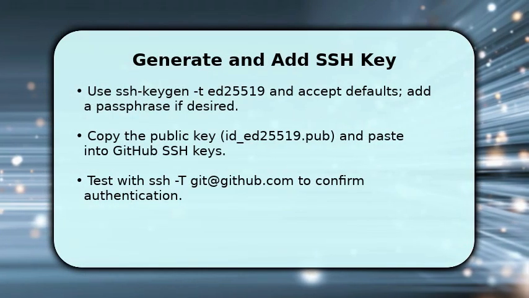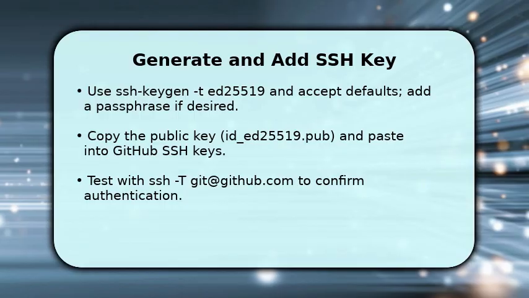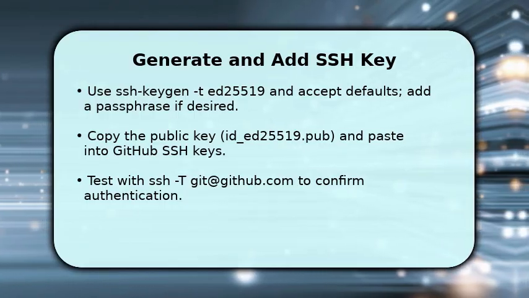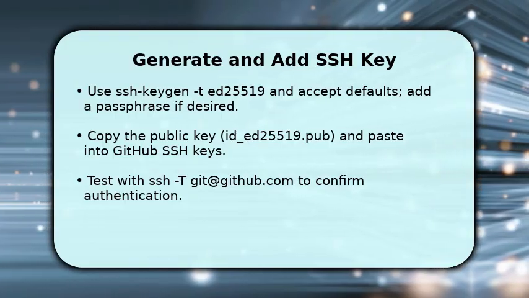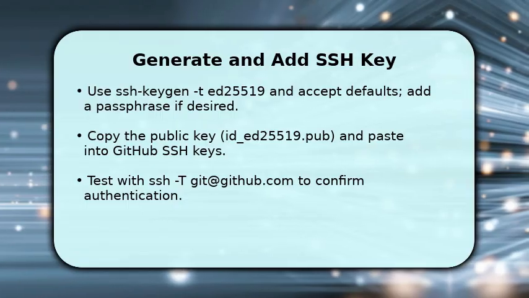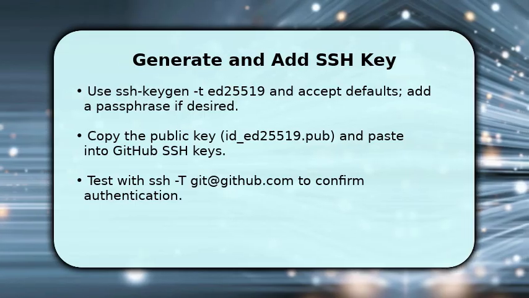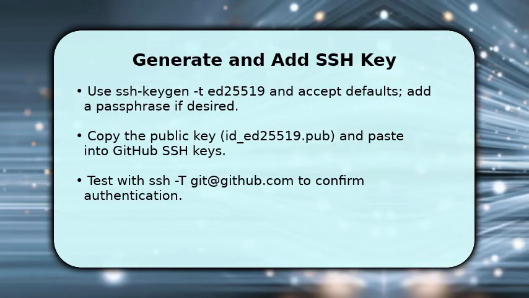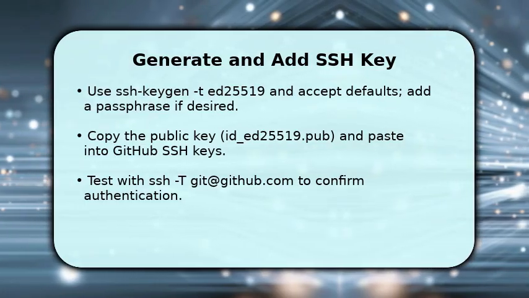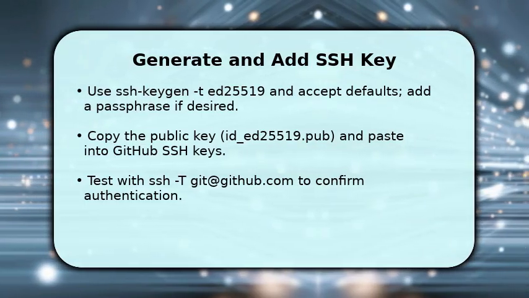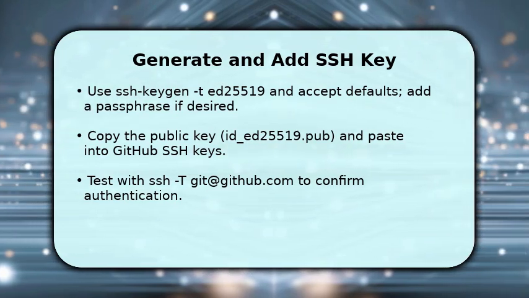Now you generate an SSH key so VS Code can push without passwords. In the terminal, run ssh-keygen -t ed25519, accept defaults, and optionally set a passphrase. This creates id_ed25519 and id_ed25519.pub. Once created, copy the public key and add it to GitHub Settings, SSH and GPG keys. After adding, test with ssh -T git@github.com. If successful, you'll see a confirmation.